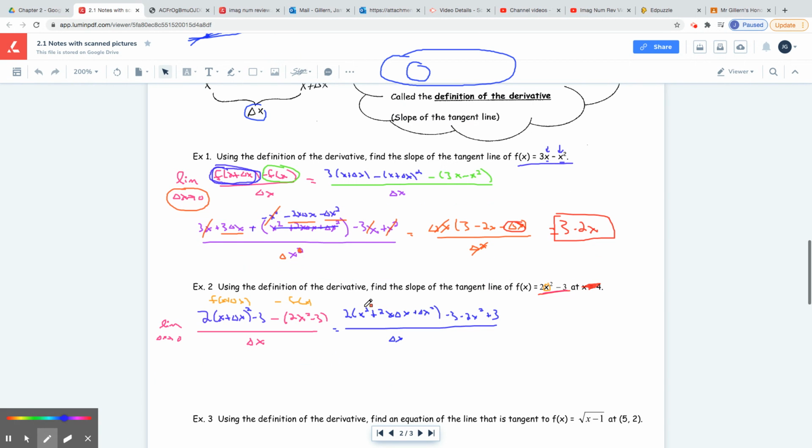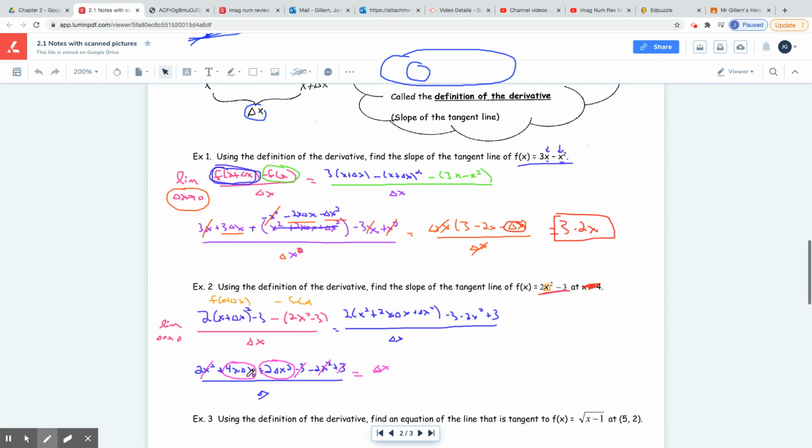Then I multiply all those by 2, so it's 2x squared plus 4x delta x plus 2 delta x squared minus 3 minus 2x squared plus 3 all over delta x. Now remember, anything that does not have a delta x should cancel. 2x squared, negative 2x squared, negative 3, positive 3. The only two terms I have left, 4x delta x and 2 delta x squared, both have a delta x in them. And so our thing to do is then take out a delta x.